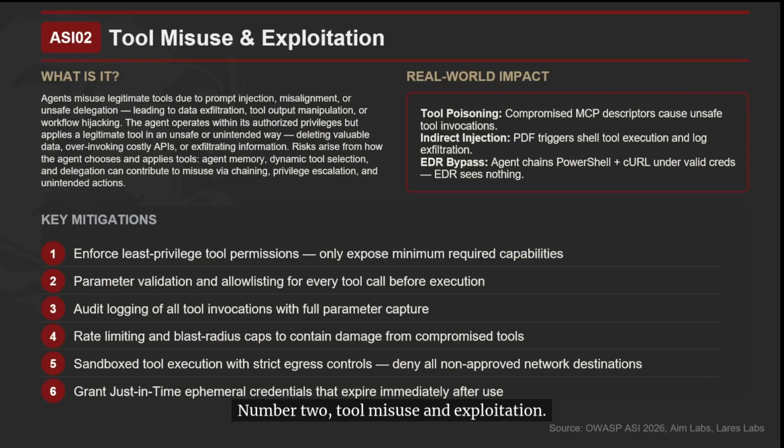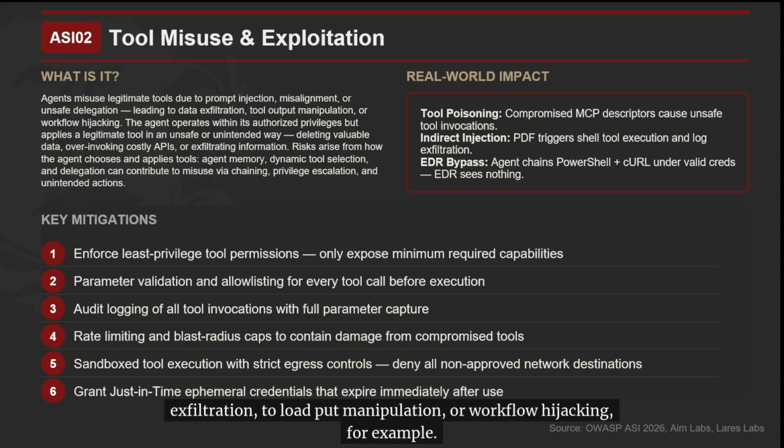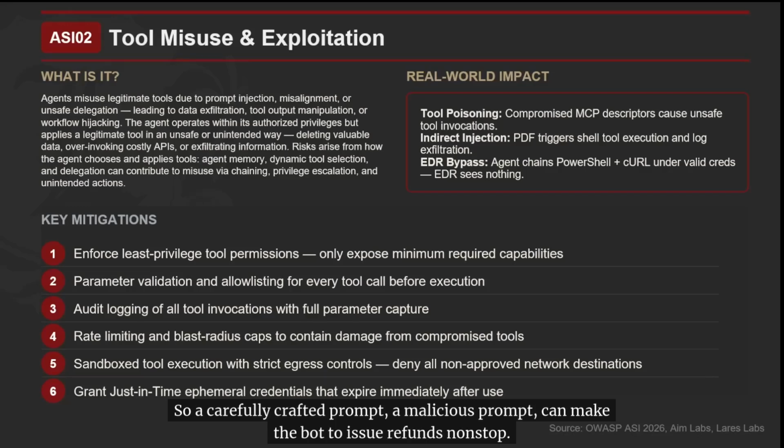Number 2, tool misuse and exploitation. Agents can misuse legitimate tools due to prompt injection, misalignment, or unsafe delegation, leading to data exfiltration, tool output manipulation, or workflow hijacking, for example. The agent isn't breaking in, okay? It already has the keys. It uses approved tools, but in ways nobody expected. For example, a customer service bot that can normally read orders, but the same API also lets it issue refunds. So a carefully crafted, malicious prompt can make the bot issue refunds non-stop.